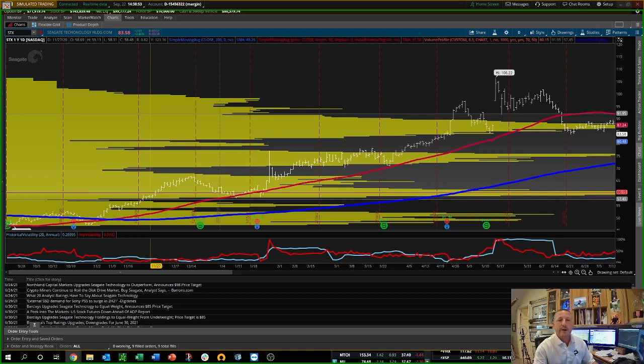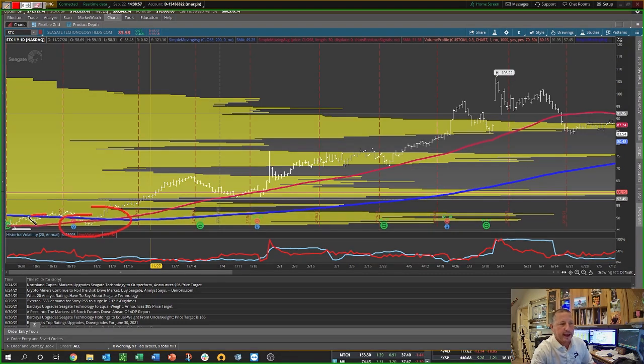So again, what did we do here as a wrap up? We really looked at this 50-day moving average as a solid indicator to help us make a decision that helped us make profits on that move up in STX.